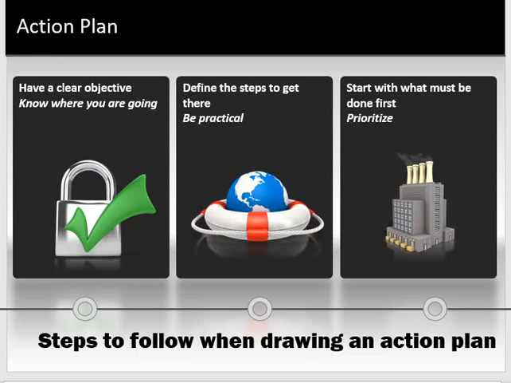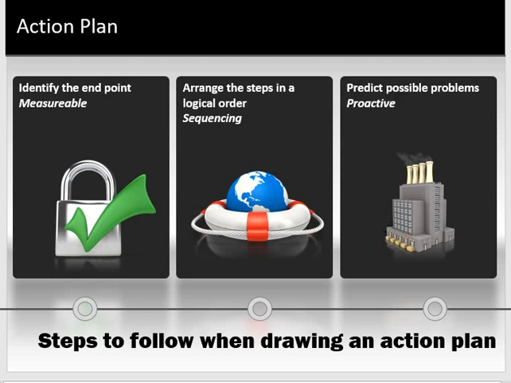You also need to start prioritizing. In other words, what must be done first? It's not necessary to go and draw a logo if you don't even know where your premises are going to be. So you have to prioritize the order in which you are doing things. The next one is to identify the endpoint. In other words, you want to be able to measure things by a certain time. I've put the word time in here, all right? It's quite important that there's a start and a finish to something so that it is measurable.